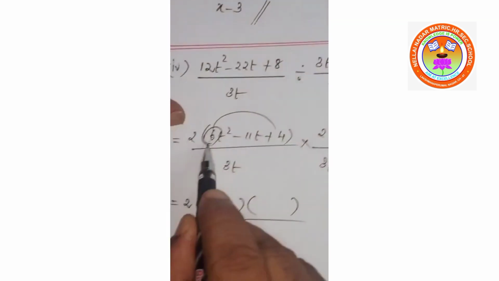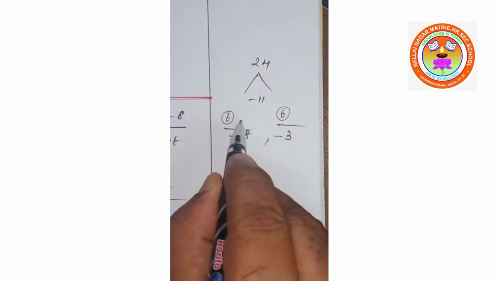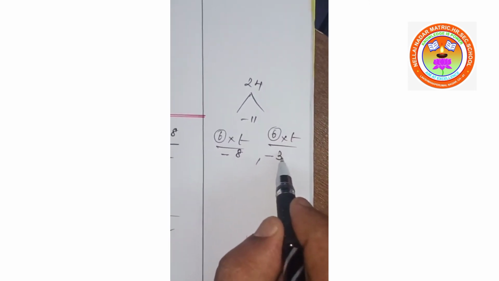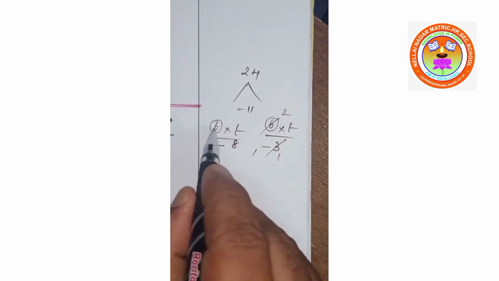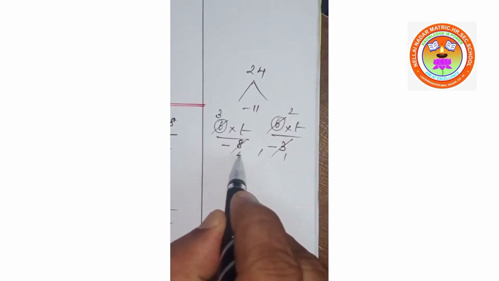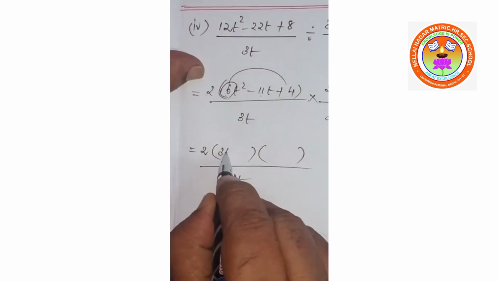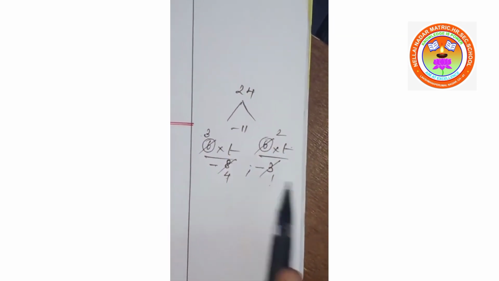What is the coefficient of t squared? 6. Write 6 in the numerator. Variable we have t into t. Divide by the 3 table, 1 time, 2 times. Here you can divide by the 2 table only, 3 times and 4 times. 3 into t, 3t minus 4. 2 into t, 2t minus 1.